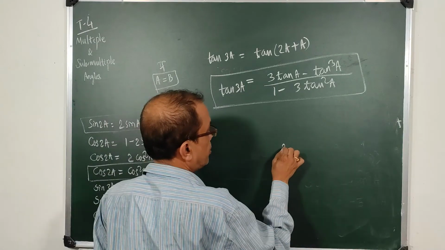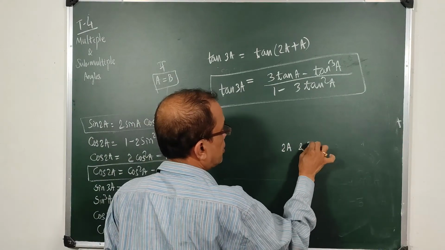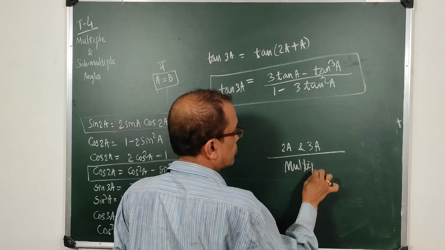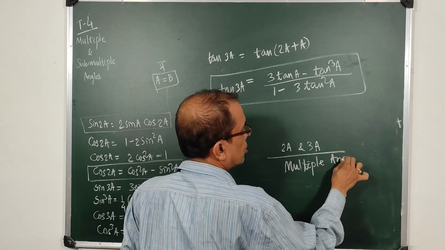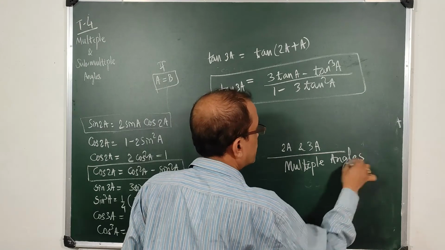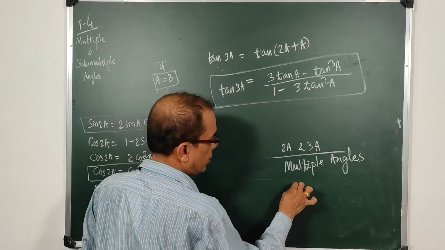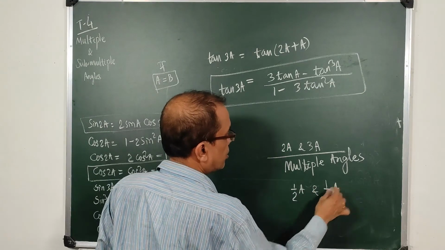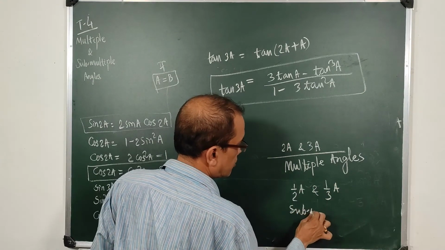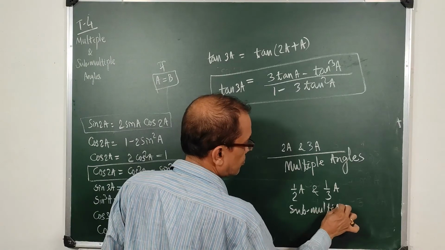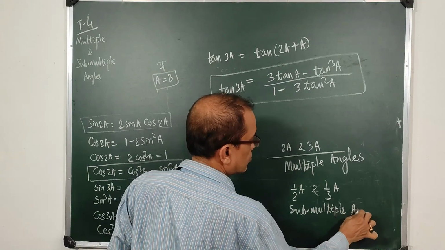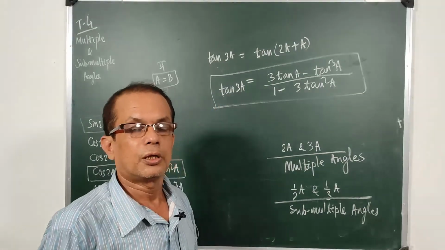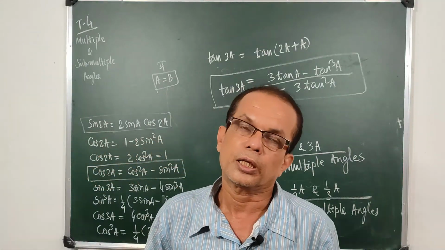In this class we have finished 2a and 3a, which are known as multiple angles. In the next class, we shall deal with half a and 1/3 a, which are called submultiple angles. So till then, let us end this chapter in this class here.